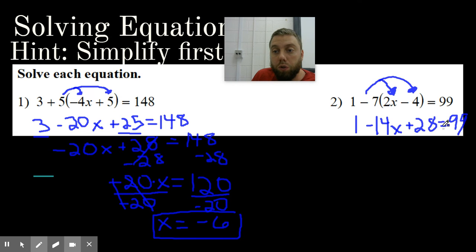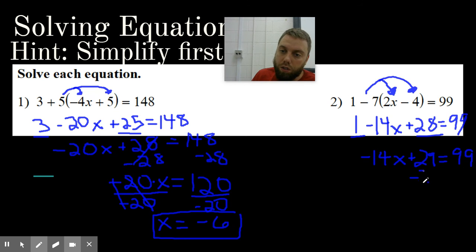We never lose our equal sign. Notice, equal sign, equal sign, equal sign. If you lose your equal sign, then you're sure to make a mistake. Now that we've distributed, we're going to combine like terms, giving us negative 14x, because there was only one x. Adding these, we get 29 equals 99.